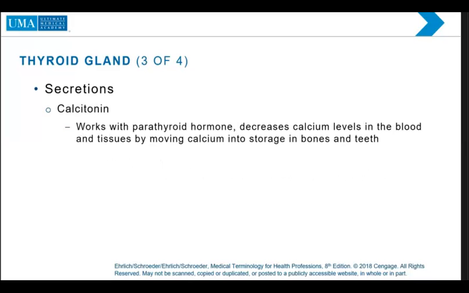Another secretion is calcitonin. This works with your parathyroid hormone to decrease calcium levels in the blood and tissues by moving calcium into storage in your bones and teeth.